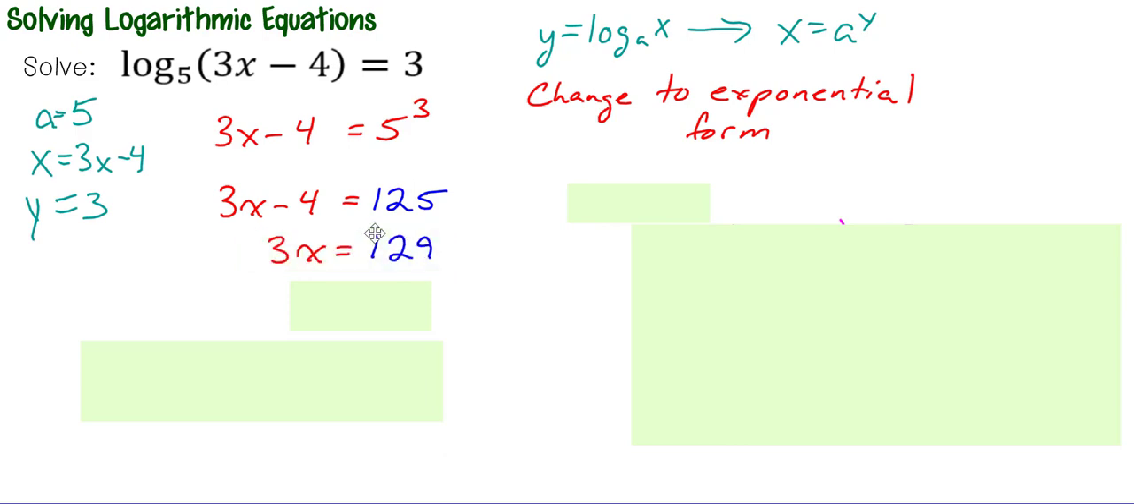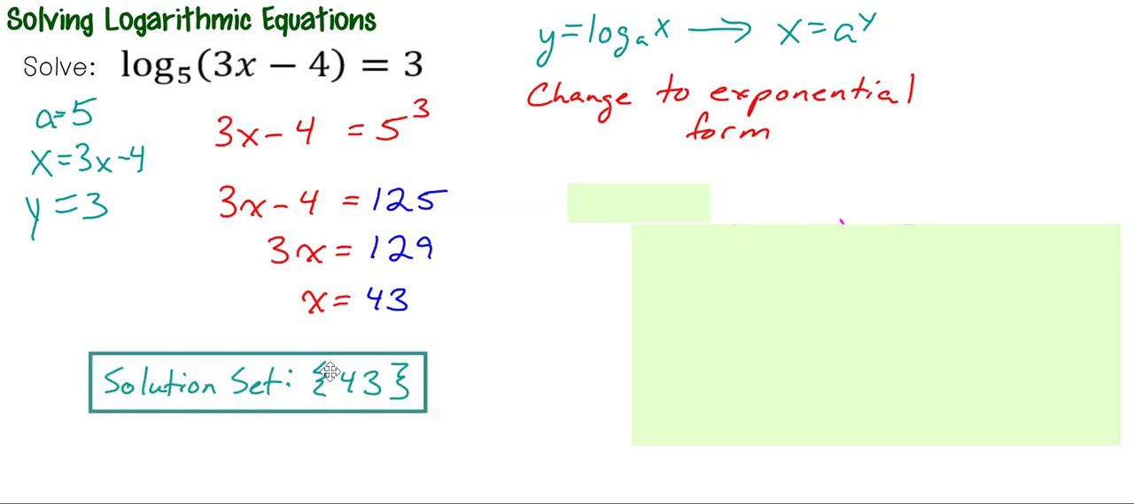Add 4 to both sides. 3x equals 129. And then x equals 43. So our solution set would be 43. Now we can check this. We can check this by plugging it in.